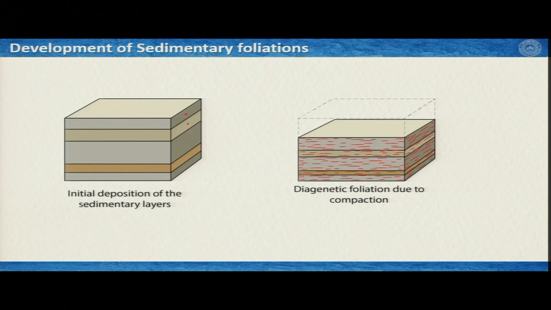So, compositions may vary from one layer to another layer, and because they are deposited along a plane, they define planar fabrics, and we call it bedding foliations. When these rocks got lithified due to dewatering, then some minerals do form at the time of dewatering. At the same time, the flaky minerals also reorient themselves along the compaction direction, and the foliations that develop at that time, we call diagenetic foliations. So, these red dotted lines, you can think of as diagenetic materials.